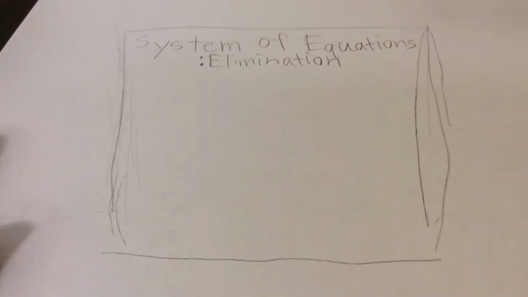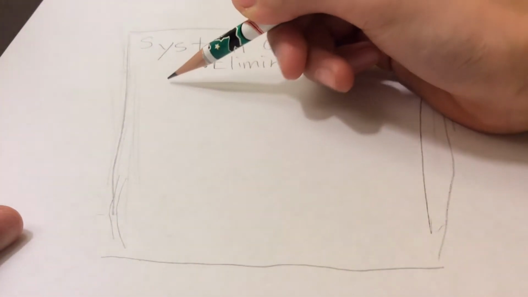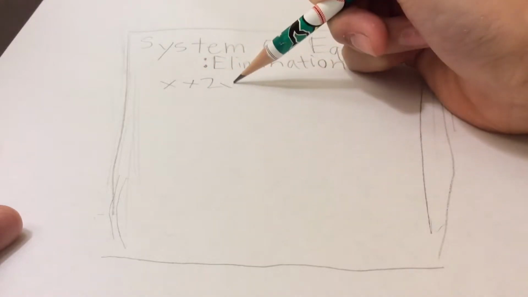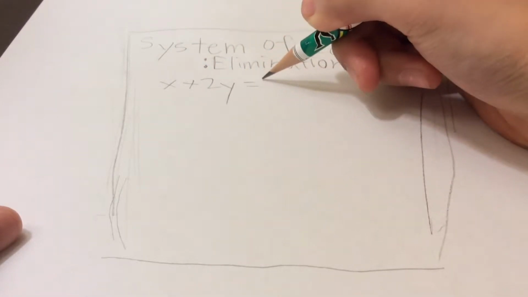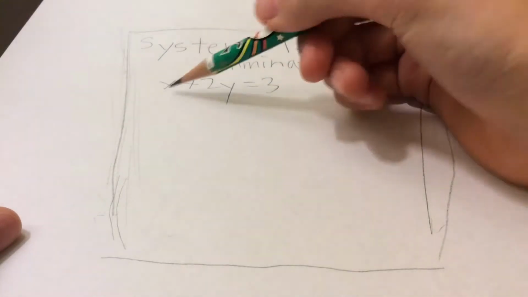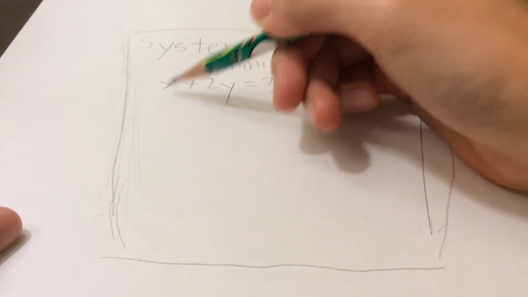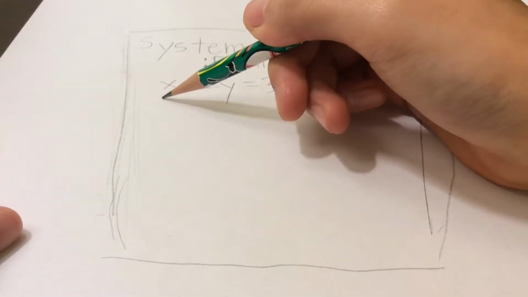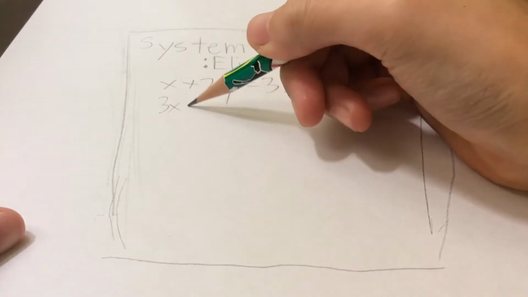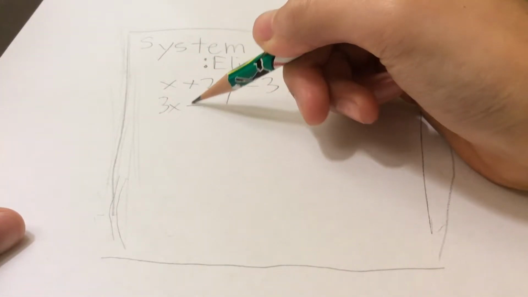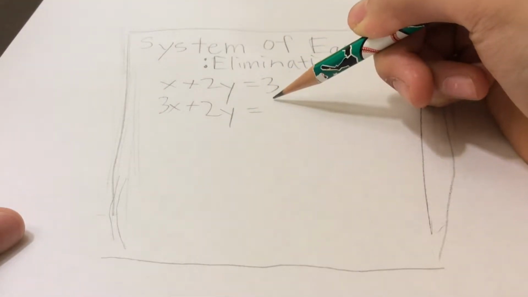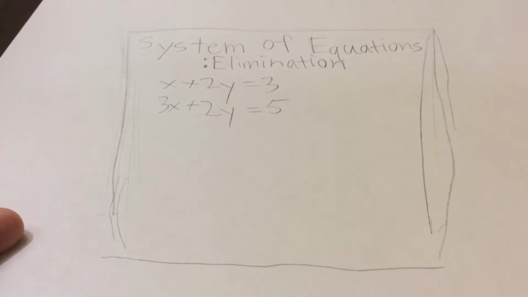So let's say we have x plus 2y equals 3. I mean, that already looks kind of easy, but there is also, let's see here, maybe 3x plus 2y equals 5. Let's just say that.